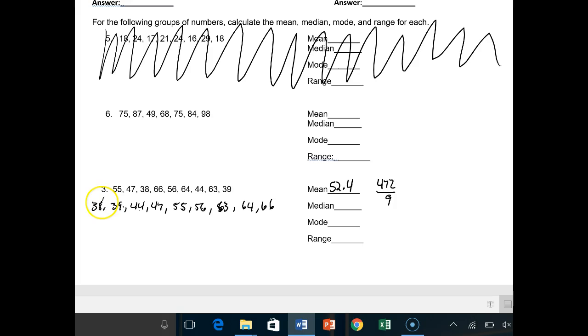My median, I go 1, 1, 2, 2, 3, 3, 4, 4. I have an odd number. 55 is my median. My mode, no number appears more than once, so I have no mode. And my range, I do my biggest, 66, minus my smallest, 38, and I get 28.